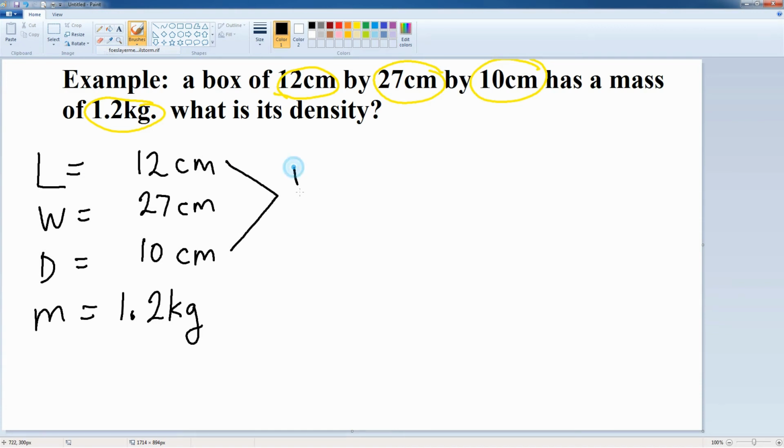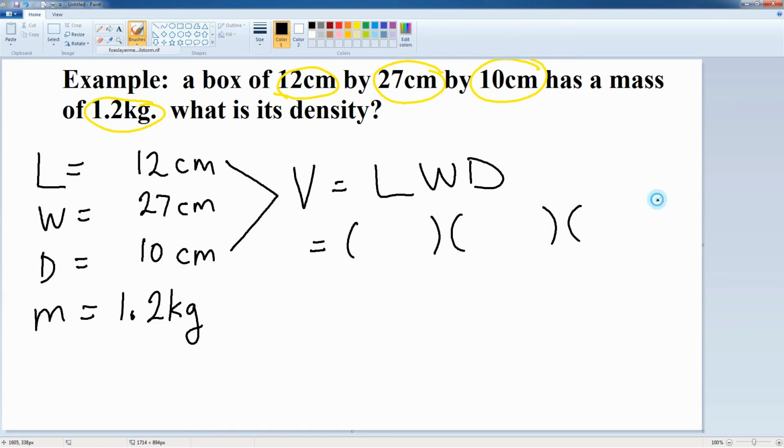So your first step is going to be to calculate the volume. And again, we would prefer formula first. Then you're going to start with your numbers. And I'm going to give myself lots of room here. I'm going to bracket off the whole thing. And then I'm going to start putting in my numbers. 12, 27, and 10.